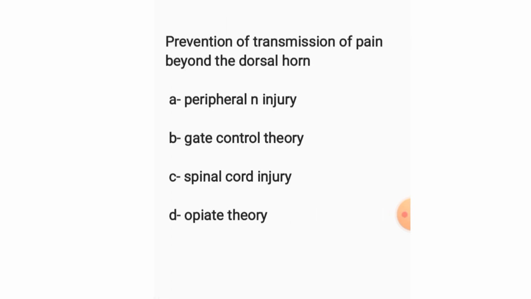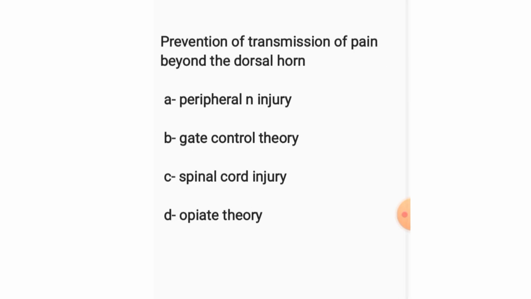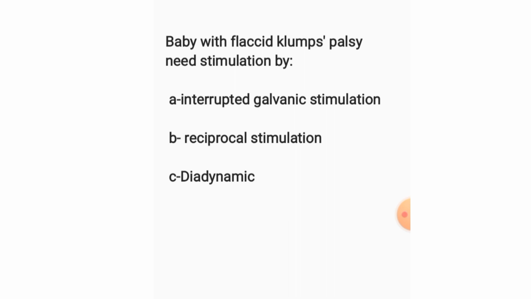Prevention of transmission of pain beyond the dorsal horn is explained by: option A, peripheral nerve injury; option B, gate control theory; option C, spinal cord injury; and option D, opiate theory. Let's move towards the next MCQs.